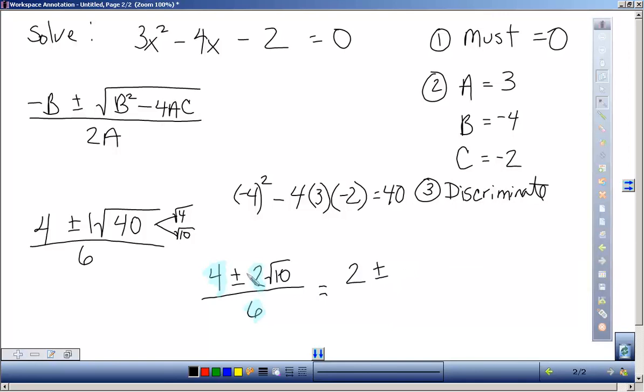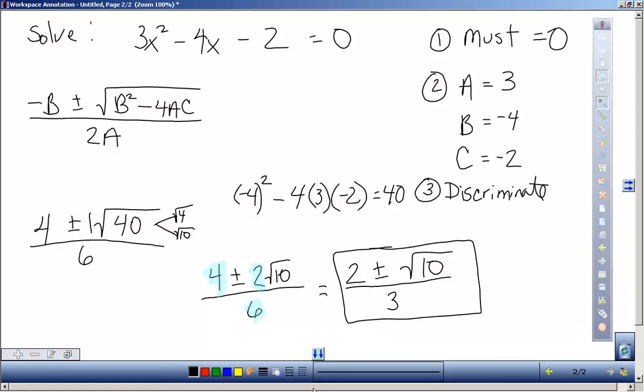So 4 divided by 2 would be 2. Plus or minus 2 divided by 2 would be 1. And then 6 divided by 2 would be 3. So this would be my solution. It's the exact answer. Now, if you ever want to check, you can always type it into your calculator, get the decimal answer, see if that matches where you find the zeros. But that does take a lot of time. But will it make sure you have the right answer? Absolutely.